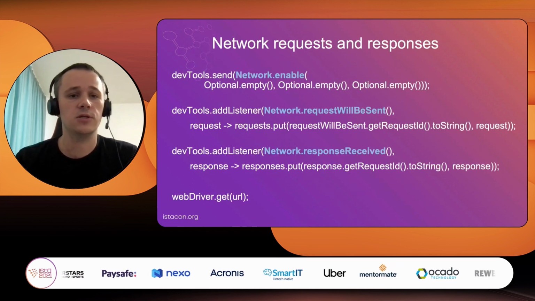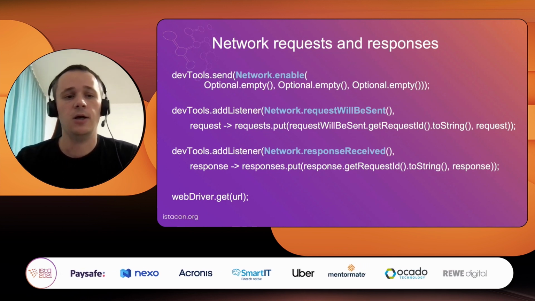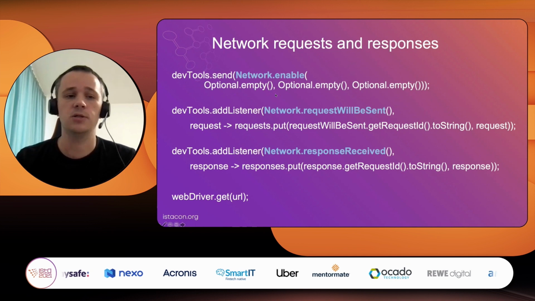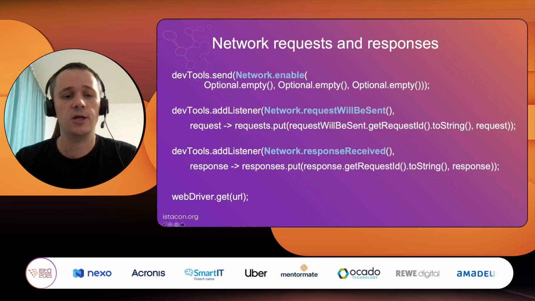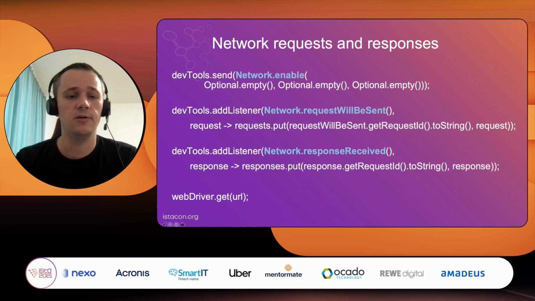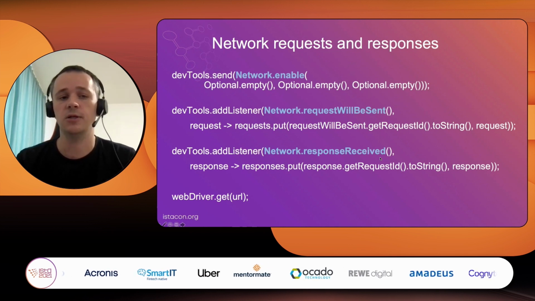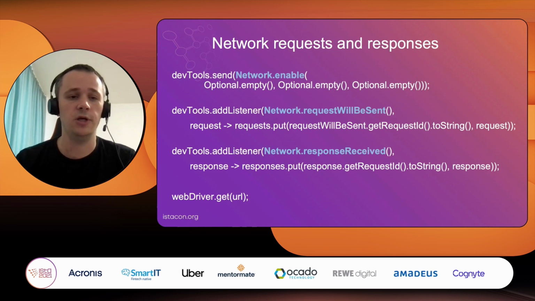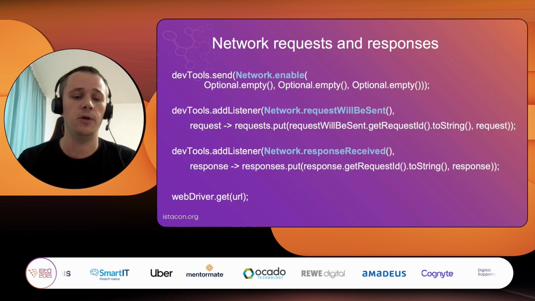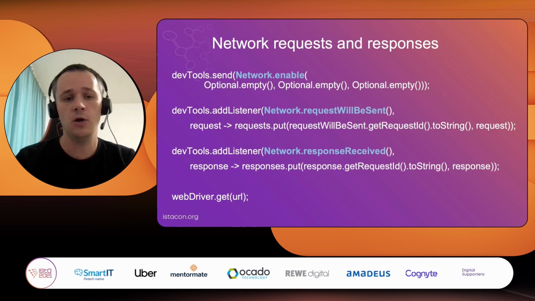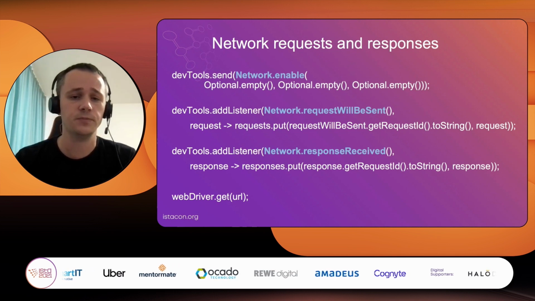The next example is similar to the log, but this time I'm going to check the network requests. Again, I need to enable the network domain because it is part of the actions that I'm going to use. And this time I'm going to use the request will be sent event and the response received event. One thing that I want to highlight here is that if in your session you already enabled the network domain, you don't need to do it a second time. You need to do it only when you create a new session in your DevTools object, or if you have closed the network domain previously in your test.